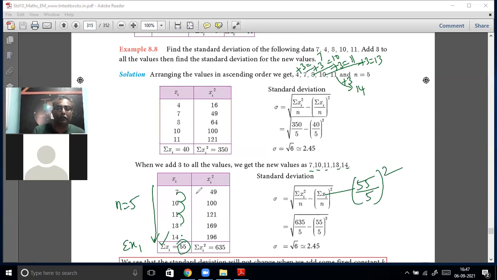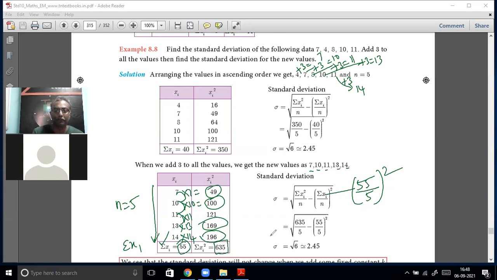Now you calculate 7 into 7, 49. 10 into 10, 100. 11 into 11, 121. 13 into 13, 169. You can remember this very easily. 14 into 14, 196. If you calculate the sum of all of that, it will come to 635.